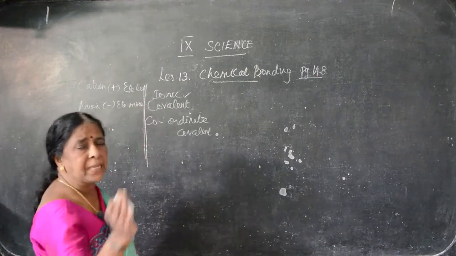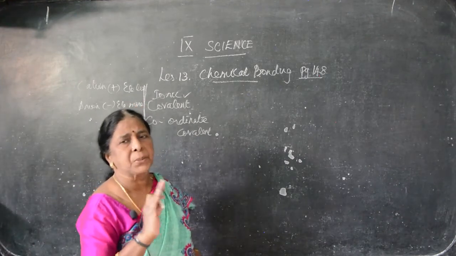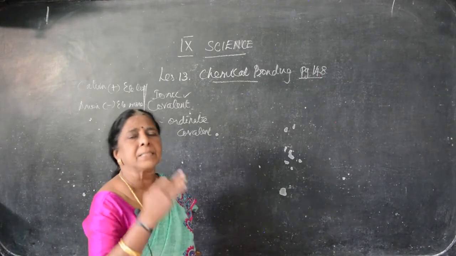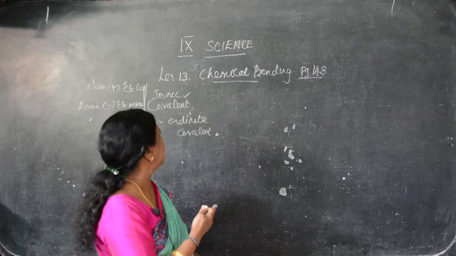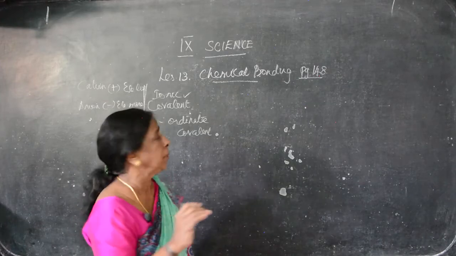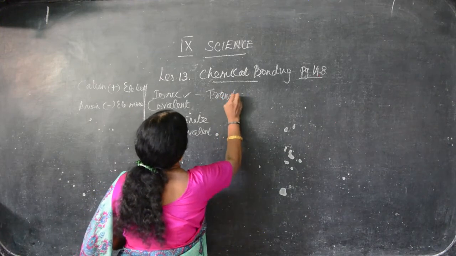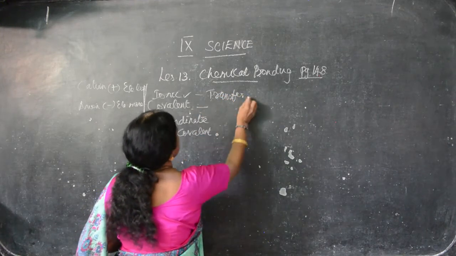In a covalent bond they are sharing the electron. In an ionic bond they are not sharing the electron, it is entirely the transfer of electron. Ionic bond is transfer of electron. We have seen many examples.